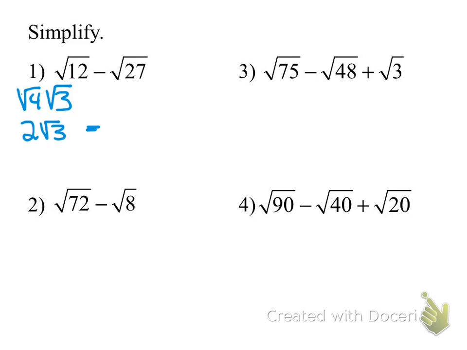And then for 27, I simplified it down to radical 3 times radical 9. Radical 9 times radical 3, and we get 3 radical 3. And what does that simplify to? Negative 1 radical 3, or you could write negative radical 3.